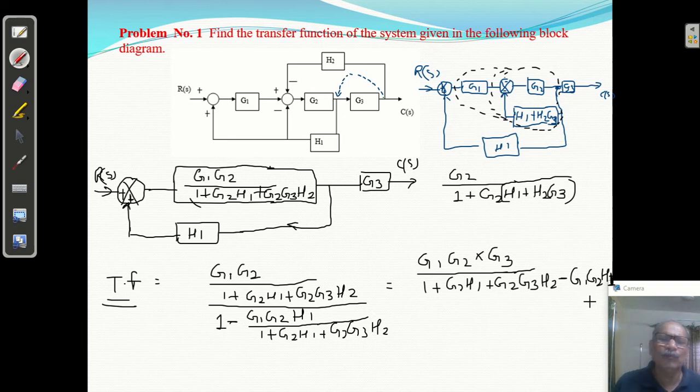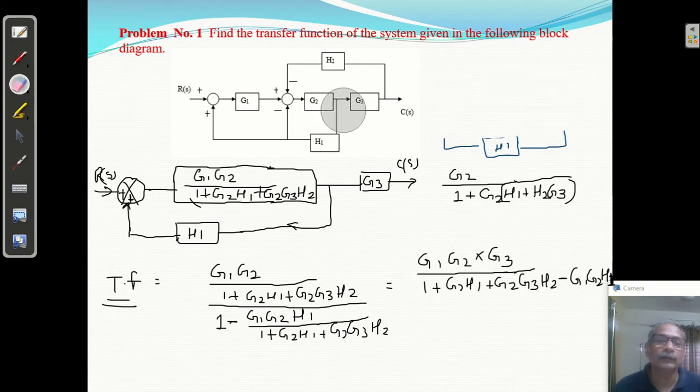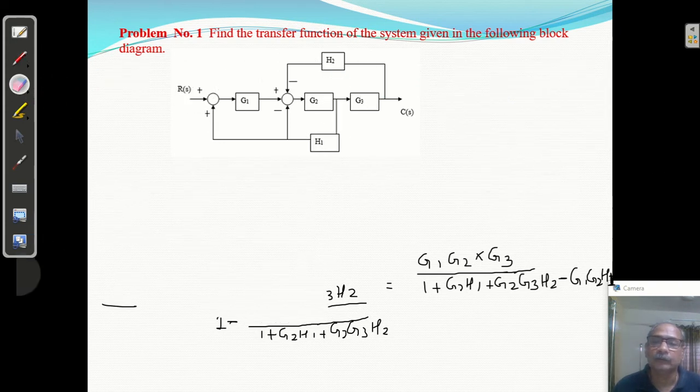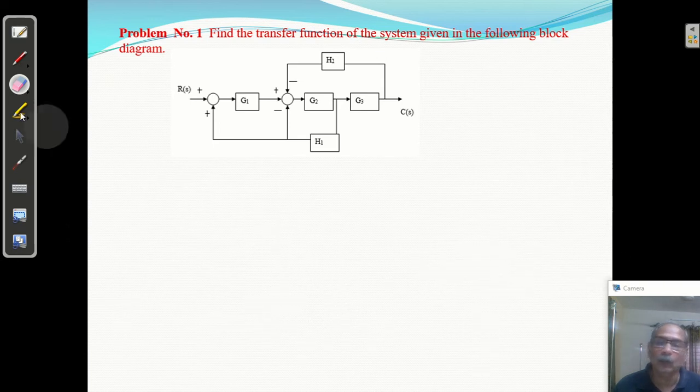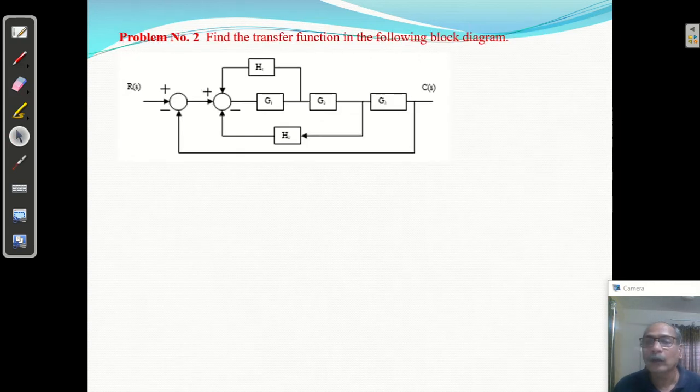Okay, so it is better to draw more and more block diagrams first, and within a few steps you have to simplify the problem. Okay, so this is the case we have now. One more problem I'm going to solve by using the block diagram reduction technique. So I'm rubbing it first. Okay. So this is given.